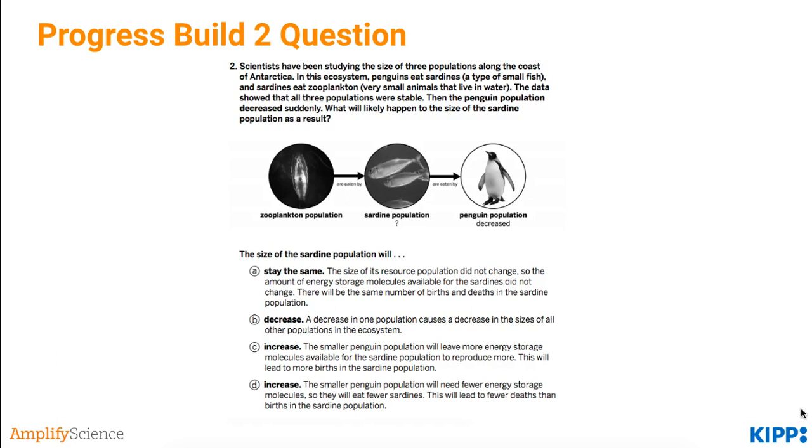Scientists have been studying the size of 3 populations along the coast of Antarctica. In this ecosystem, penguins eat sardines, a type of small fish, and sardines eat zooplankton, very small animals that live in water. The data showed that all 3 populations were stable. Then the penguin population decreased suddenly. What will likely happen to the size of the sardine population as a result? The size of the sardine population will... Pause and take a second to answer this question.